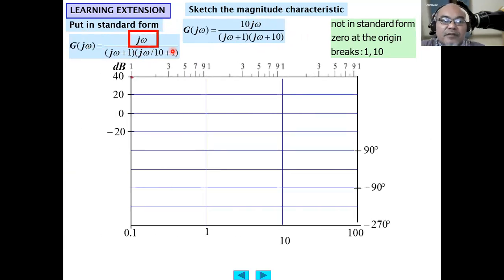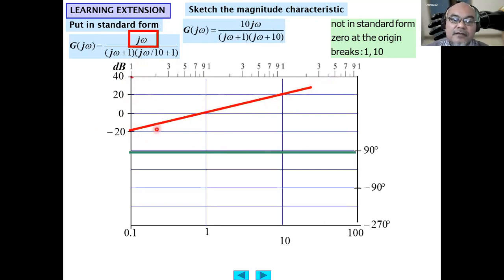Contribution from the first term, the zero at the origin: it increases by plus 20 decibel per decade, and at 1 radian per second it is just 0 decibel. The phase is plus 90 degrees because of the j. The j will introduce a 90 degree phase increase.